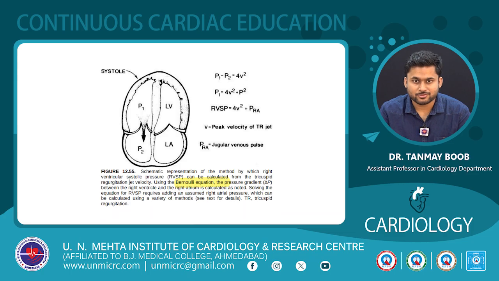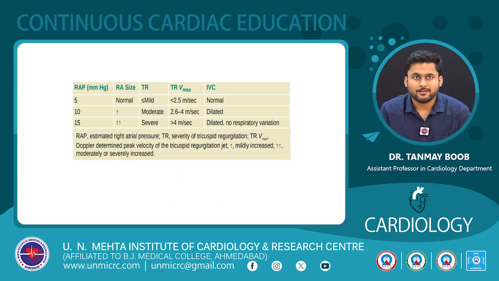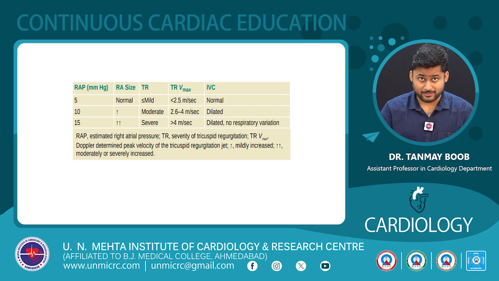We can calculate RV systolic pressure and thus PA pressures by using Bernoulli's equation, which is defined by RVSP is 4 velocity squared plus pressure of RA. And how will you define the pressure of RA? It can be 5, 10, 15 depending on RA size, TR severity, TR Vmax and IVC. It will be highest when RA size is increased, with severe TR with TR Vmax of more than 4 and IVC being dilated with no respiratory variation.